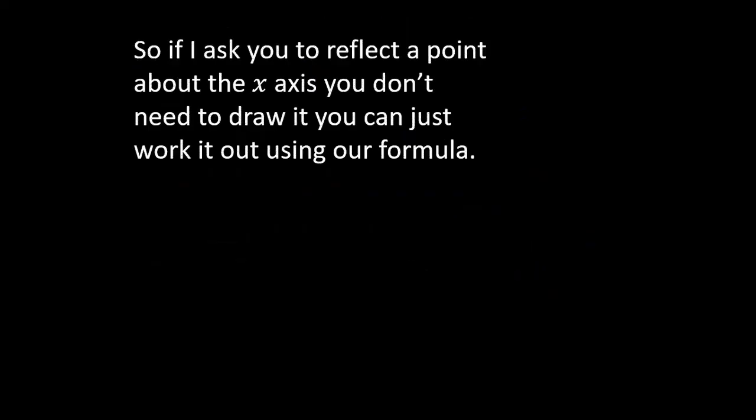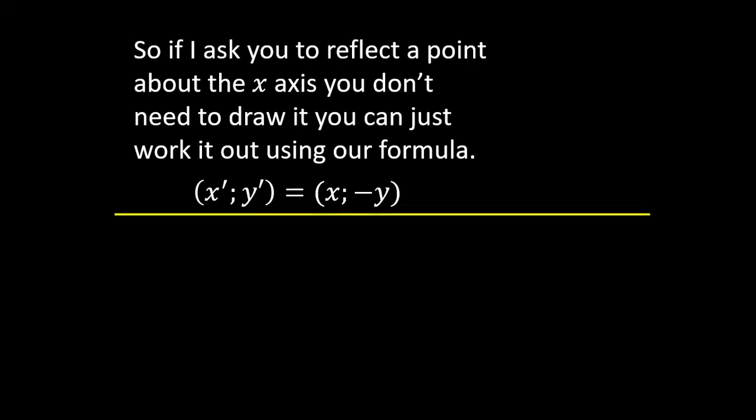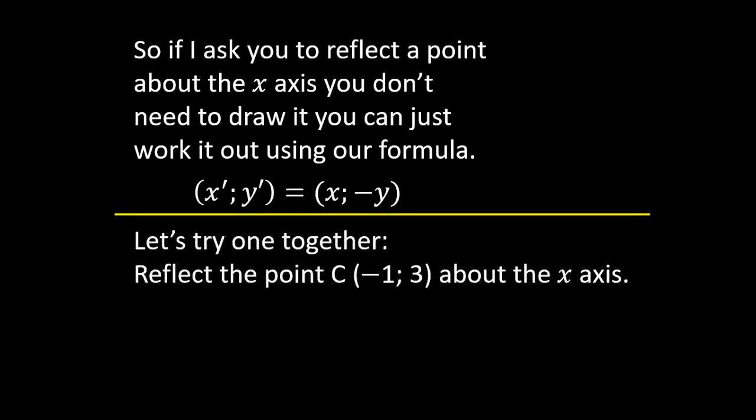Okay, so if I ask you to reflect a point about the x-axis, you don't need to draw it. You can just work it out using the formula that we've just spoken about. My formula, (x', y') = (x, -y). Let's do 2 examples quickly. Reflect point C, which is (-1, 3), about the x-axis.